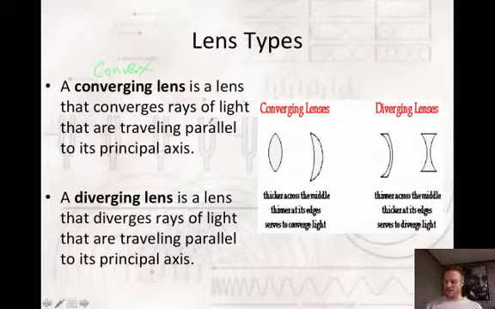A diverging lens, which is the same thing as a concave lens, is a lens that diverges rays of light that are traveling parallel to the principal axis. Okay, so in a nutshell, here's a converging lens, and as this light hits this lens, in general, the rays are going to kind of converge together. Whereas a diverging lens is going to do just the opposite. As it hits this lens, they are going to bend and separate in opposite directions of one another. They're going to diverge or separate. Okay.